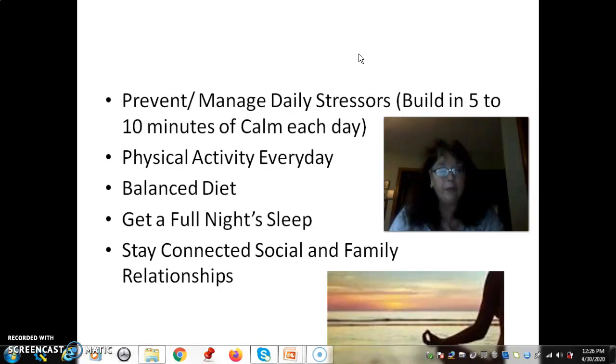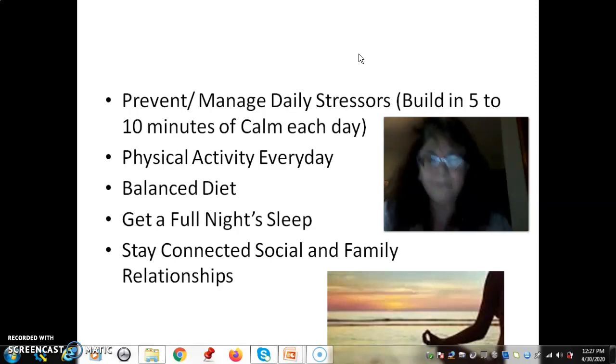You want to get a full night's sleep, especially college students. Very important. There's different amounts of sleep for when you're a little kid, when you're in middle school, when you're in college, when you're an adult, when you're a senior citizen. But getting a full night's sleep gives you quality of life and wellness, which is what we're talking about in this lecture. Stay connected with your social and your family relationships. Very important to build in to a wellness plan.